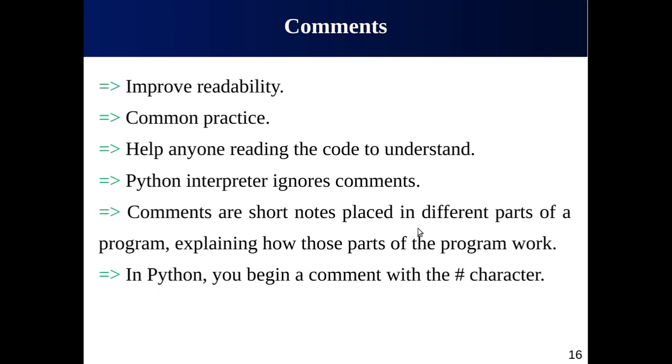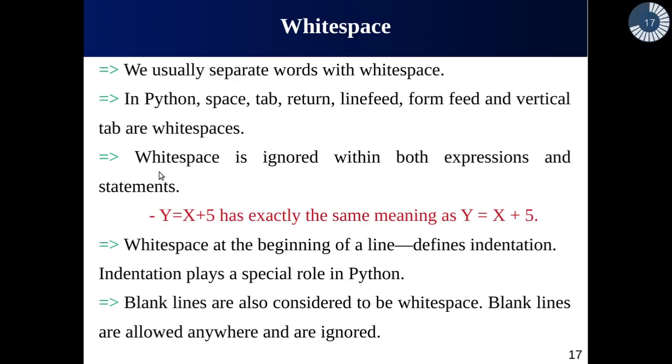Now another common thing about Python programs is white spaces. White spaces are actually the free spaces that we use while we are typing. When we type, we usually separate words with what is typically called white spaces. Python counts white spaces; the following characters are considered to be white space: for example, space, tab, return, line feed, form feed, and vertical tab. All these are considered to be white spaces.